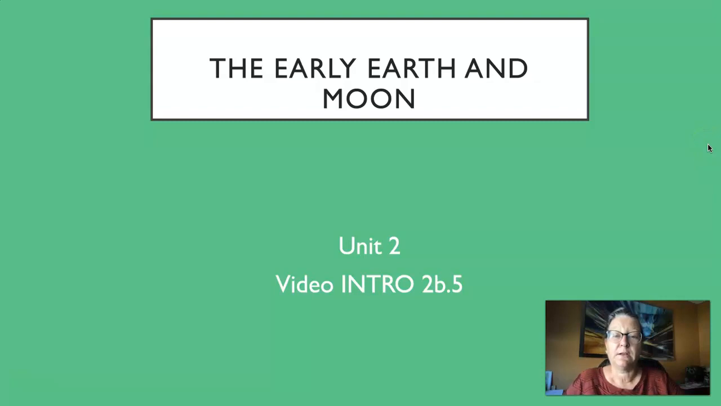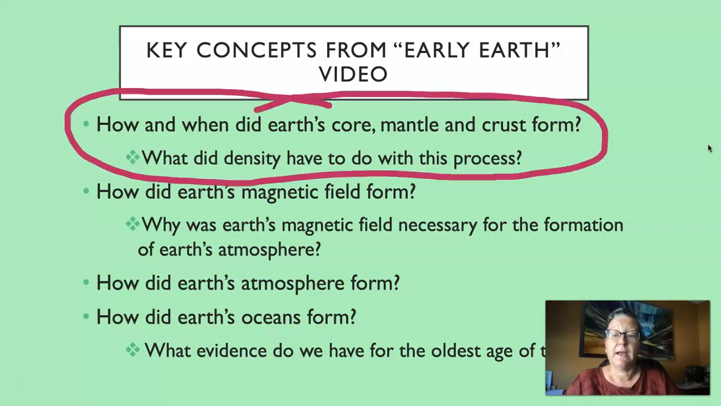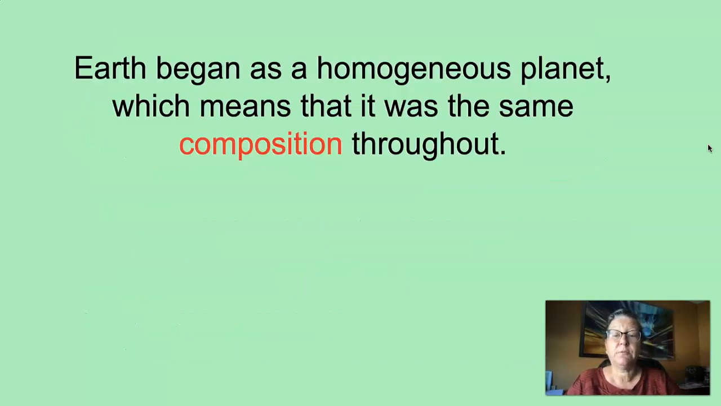We are now going to move on to talk about the early Earth and the formation of the moon. You just watched a video called The Early Earth, and I want to make sure we're clear on the key concepts. First of all, how and when did Earth's core, mantle, and crust form, and what did density have to do with this process? Earth began as a homogeneous planet.